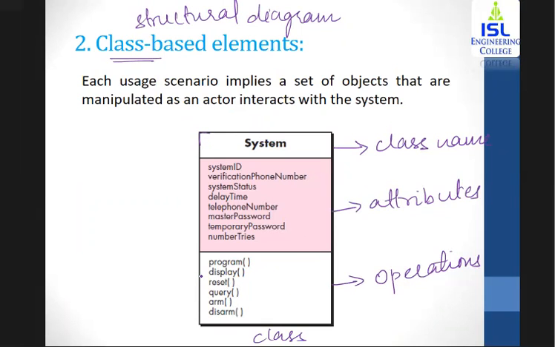That is, it is going to be a perfect rectangle. Now within the next diagram, we are going to see that you're going to have rounded corners. So class is going to have sharp corners, a rectangle.